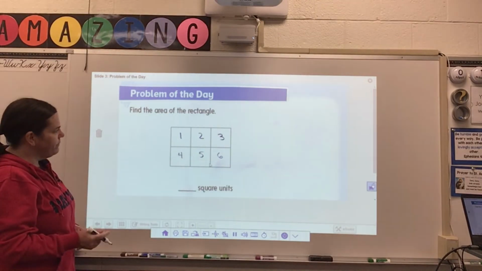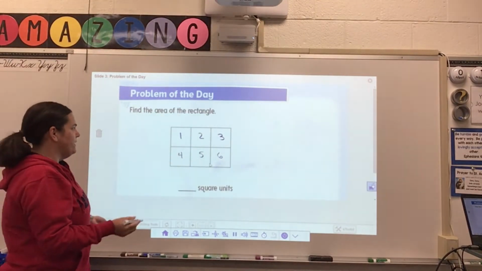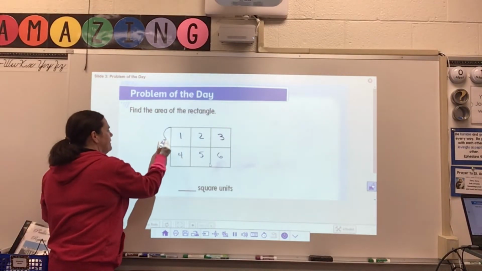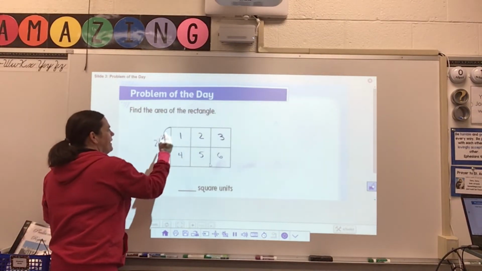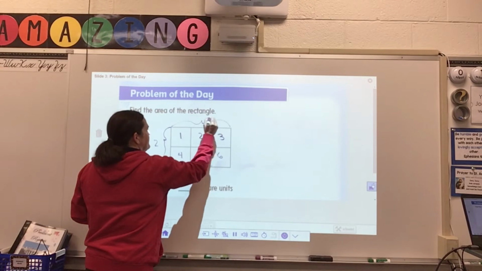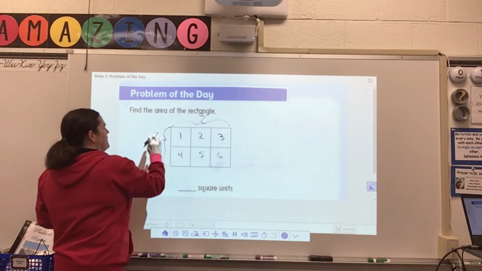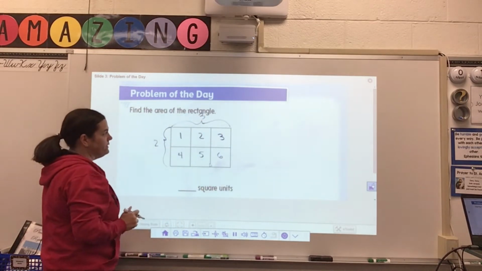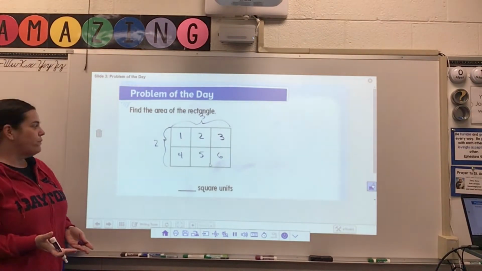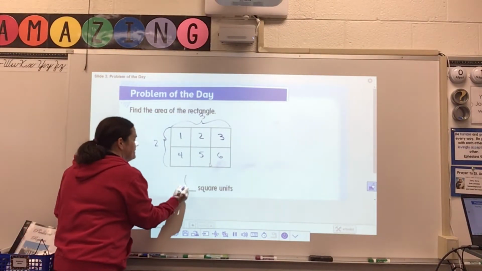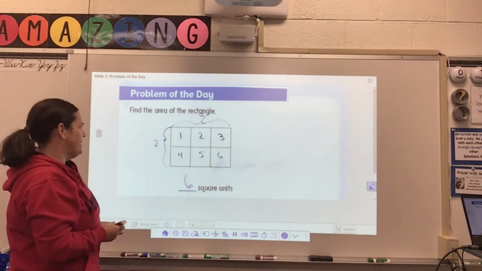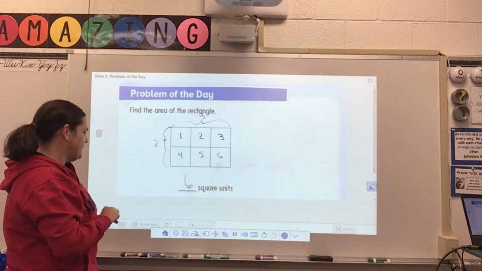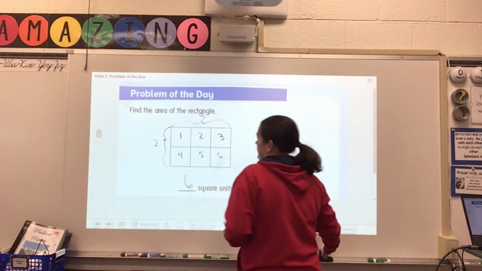I can also think about multiplication. And so the length of this side is 2, and the length of this side is 3, and 3 times 2, or 2 times 3, also equals 6. So whichever way you do it, you're going to get 6 square units. So the area of this rectangle is 6 square units.